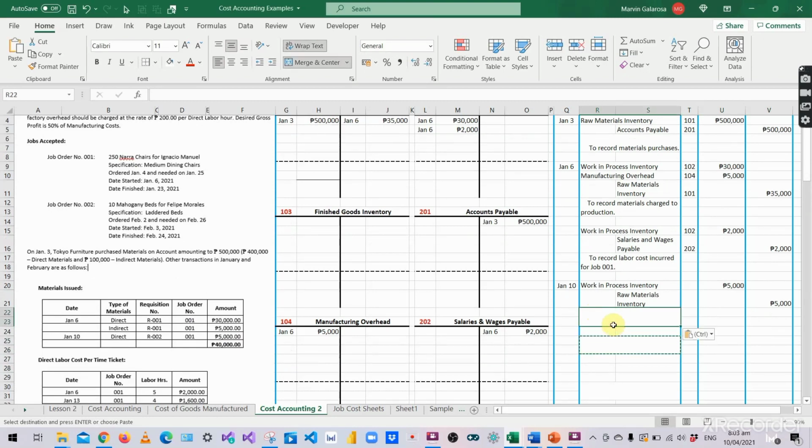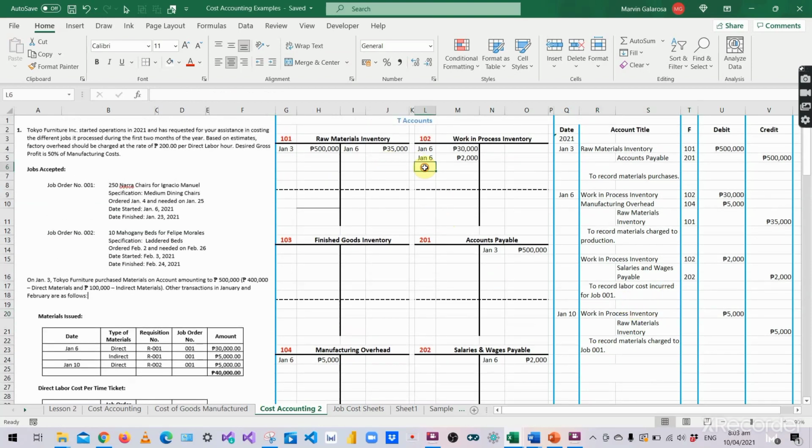Lagyan natin ng description: to record materials charge to job 001. And then don't forget to post it on the T account. January 10, 5,000. After that, lagay mo yung reference number 102. And then sa raw materials naman, January 10, 5,000. Account number 101. And then supply din natin yung information na to sa job cost sheet.